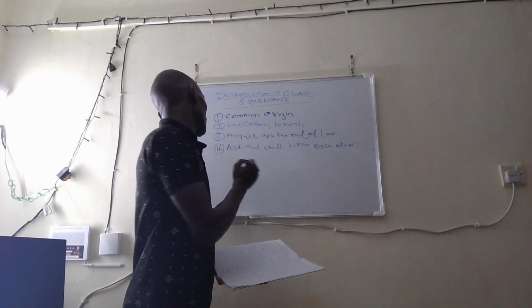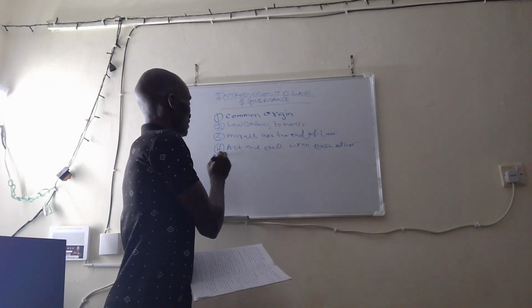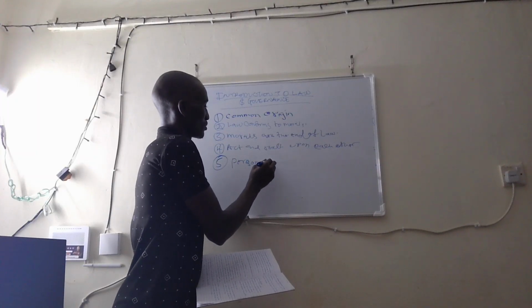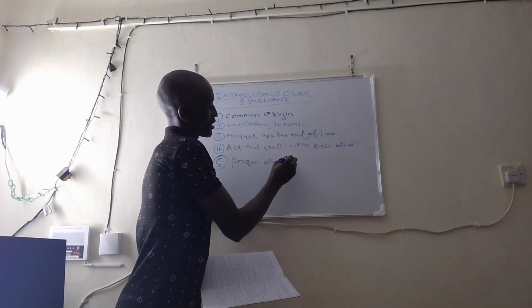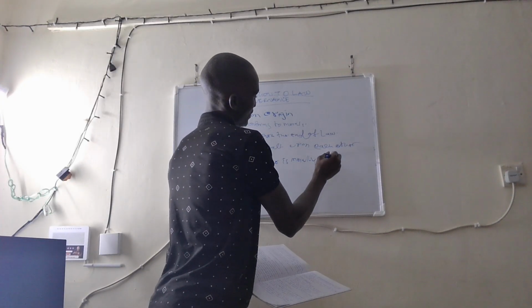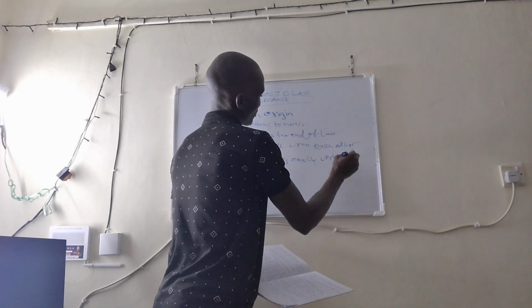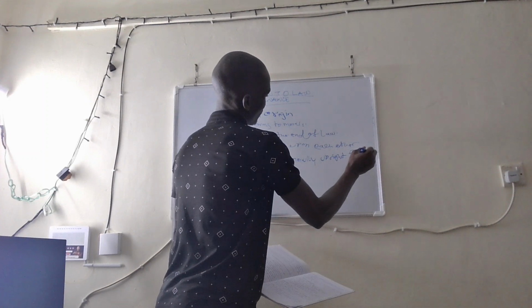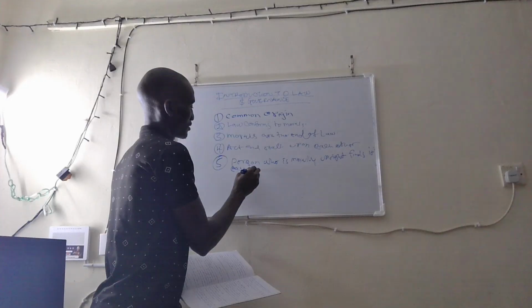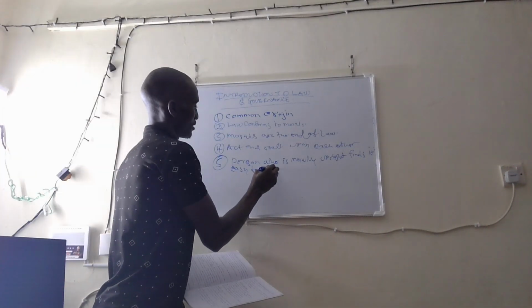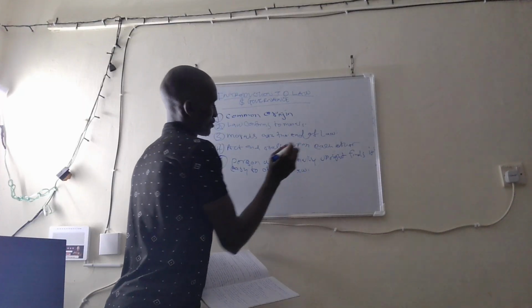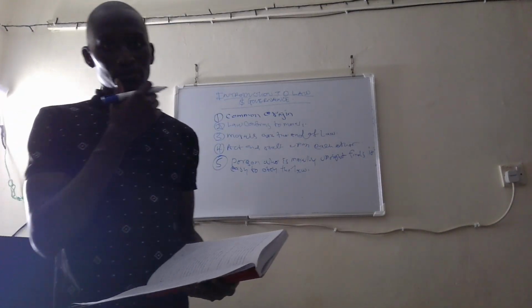All of those. Number five, a person who is morally upright finds it easy to obey the law.